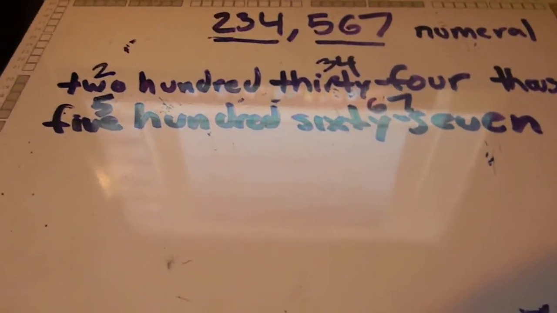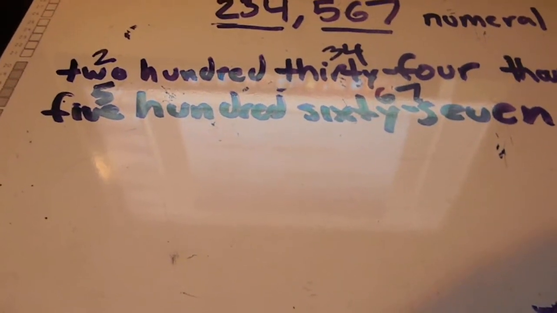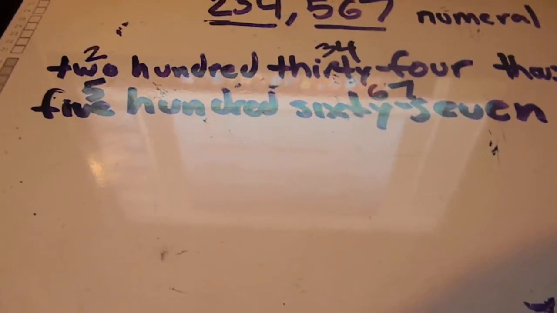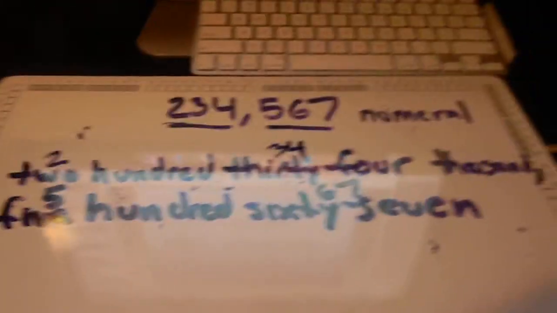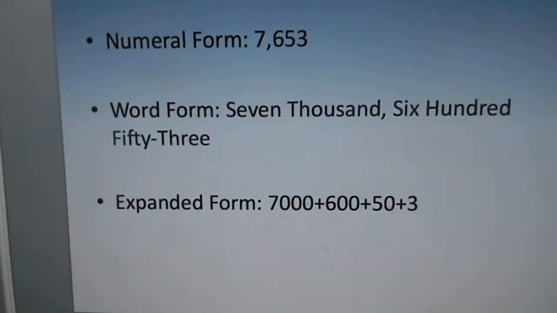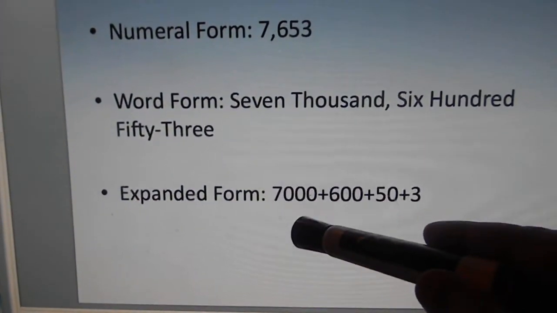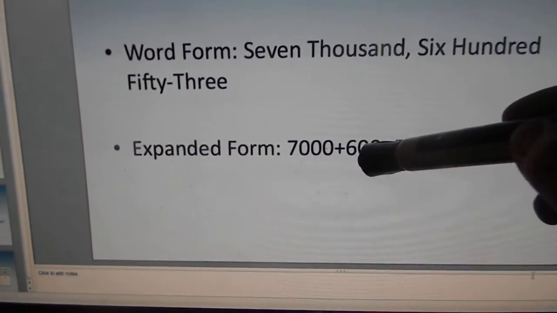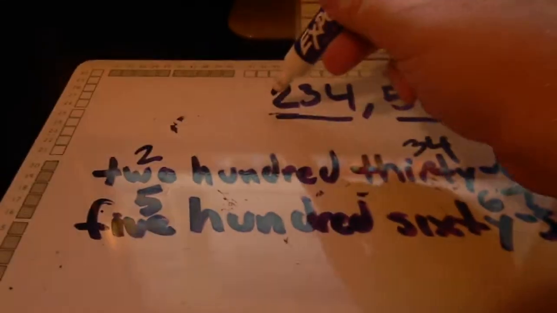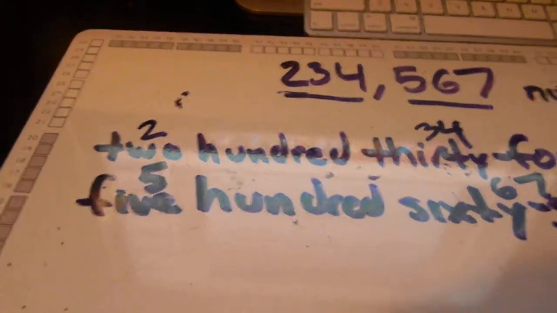Okay, my last one is expanded form. And with expanded form, what you're doing is, again, you're writing it as a giant addition problem. So the one that was on my screen a minute ago, as that focuses in, you had 7,000, 600, 50, and then the 3. So what I do is I go left to right as I write it.